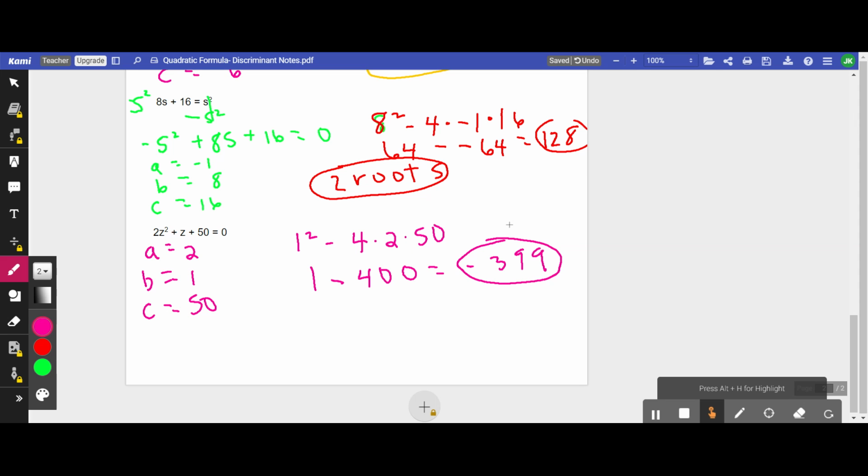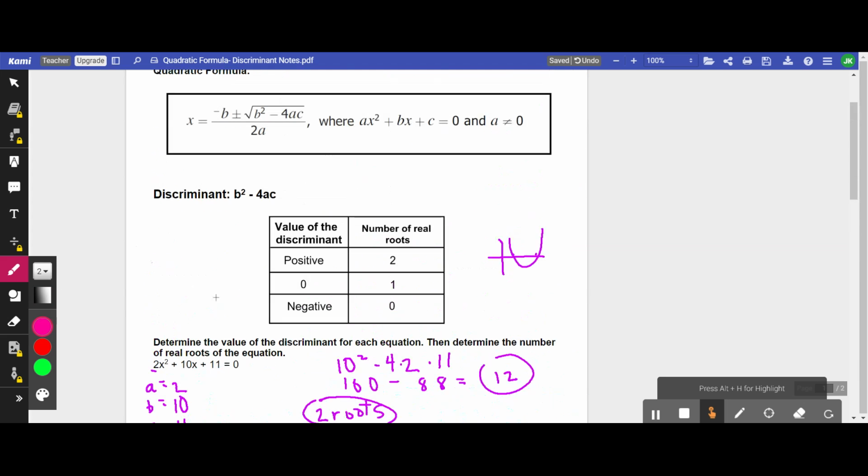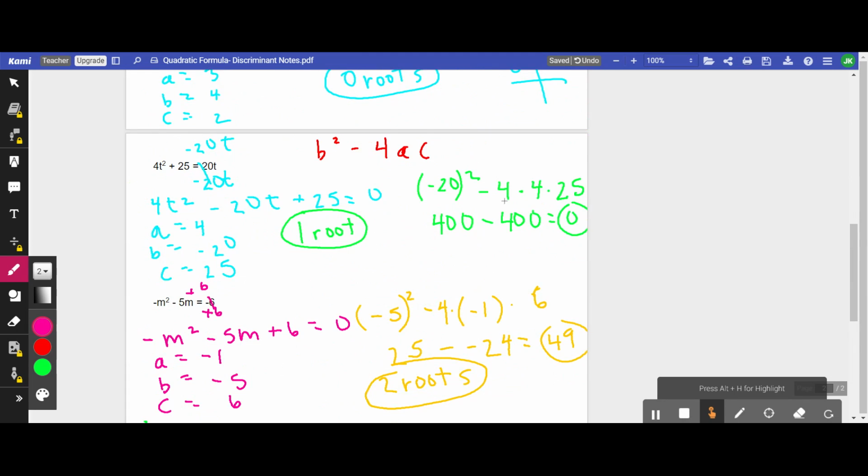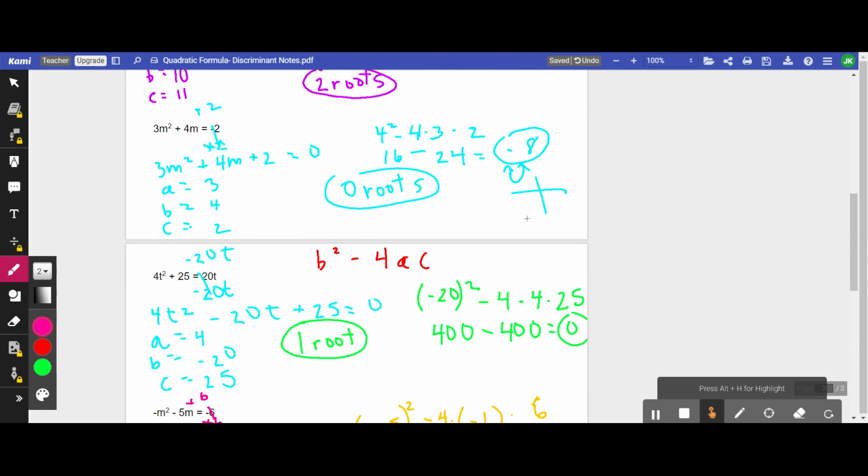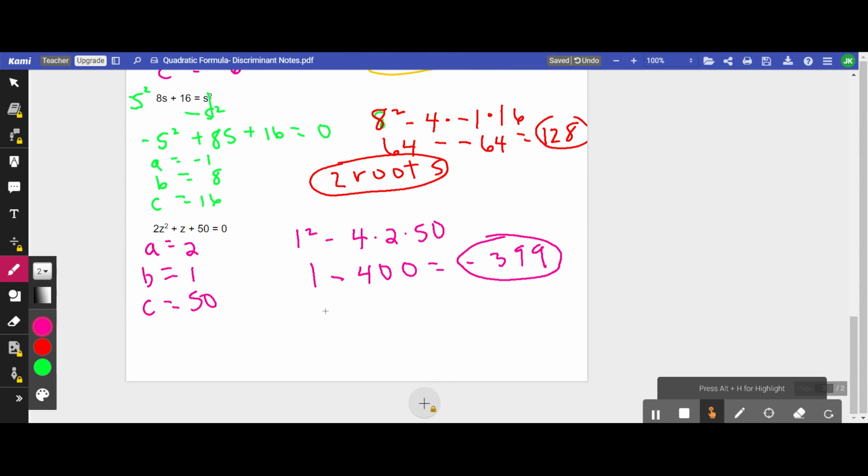So that'd be the value of your discriminant, and then you can look back up here if you don't remember, but we got a negative there, so that means you'd have 0 roots. It means it would look something kind of like this, like it wouldn't touch at all. So it'd be 0 roots there.